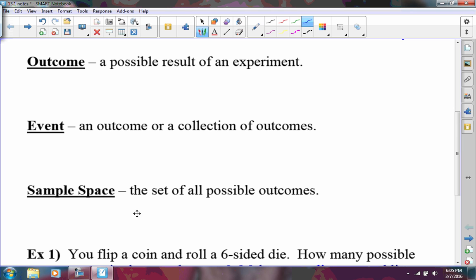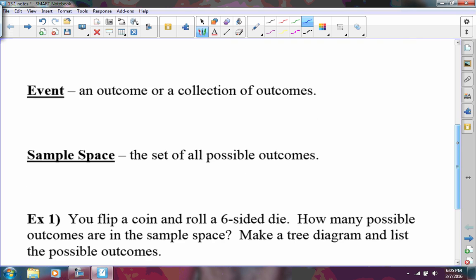And then the sample space, this is all of the possible outcomes. This is all of the possible samples, all of the possible things that could happen. So if your sample space was a bag of M&Ms, it would be all the colors and all of the total M&Ms that you had in the bag. So we're going to be using those terms a lot as we go throughout the chapter.